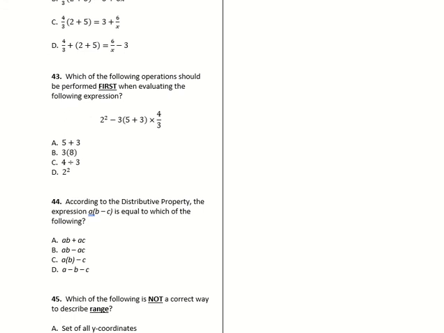43. Which of the following operations should be performed first when evaluating the following expression? 2² - 3(5 + 3) × 4/3. A, 5 + 3. B, 3 times 8. C, 4 divided by 3. D, 2².